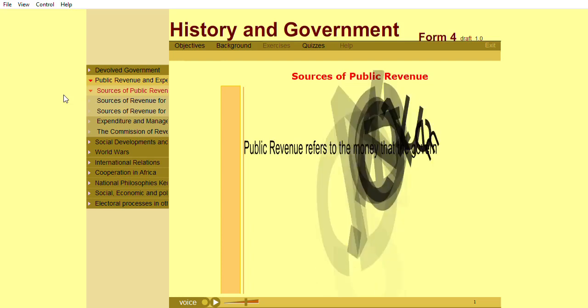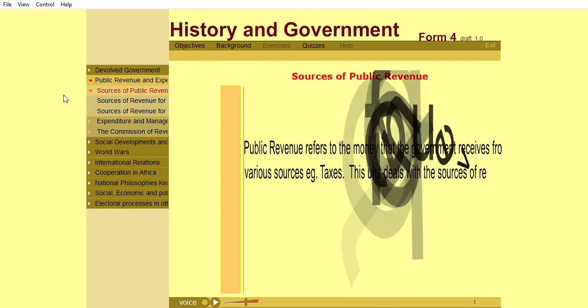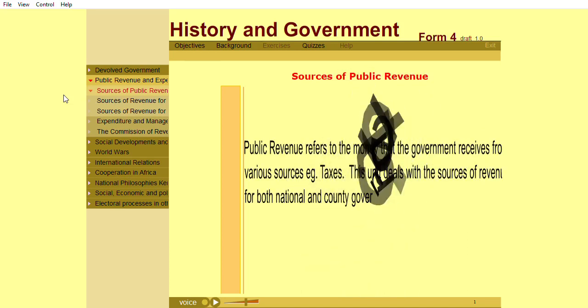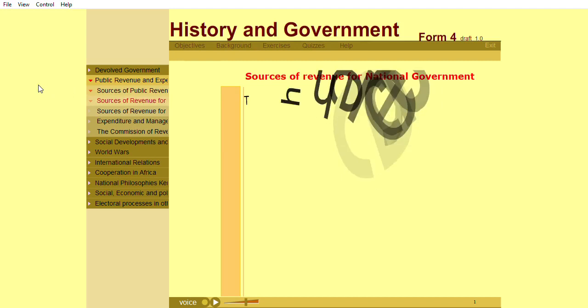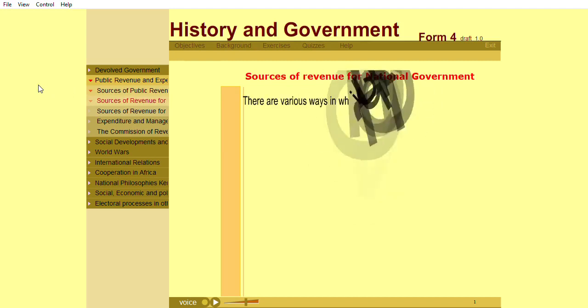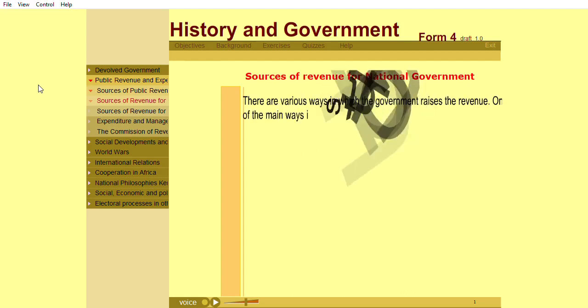Public revenue refers to the money that the government receives from various sources, for example, taxes. This unit deals with sources of revenue for both national and county governments. There are various ways in which the government raises the revenue. One of the main ways is through taxes.